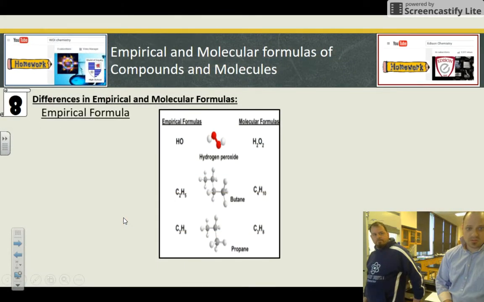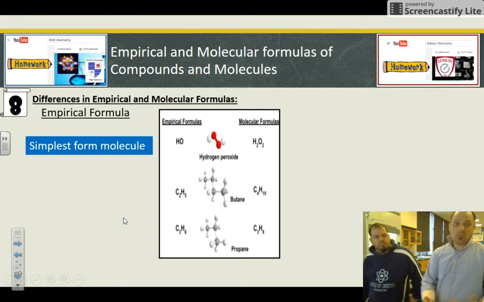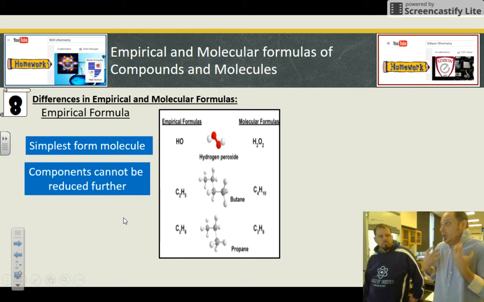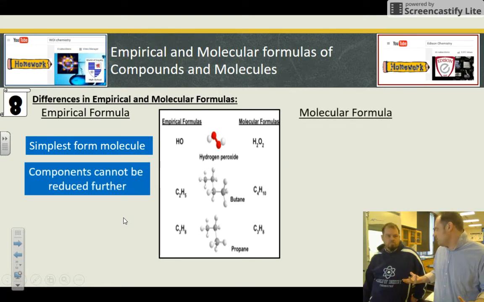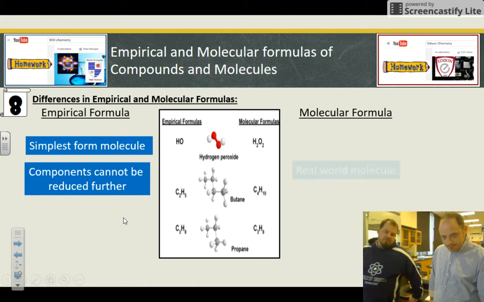So here's the difference. The empirical formula for hydrogen peroxide is the simplest form of the molecule's formula, HO. It's not the real molecule. It's just been reduced for simple reasons, and it can't get any more reduced. That's when, by definition, you're at the empirical formula, because subscripts can't be a half or a quarter. They have to be whole numbers: 1, 2, 3, 4. You can't have a half atom. It doesn't make any sense, so you need at least a full atom.